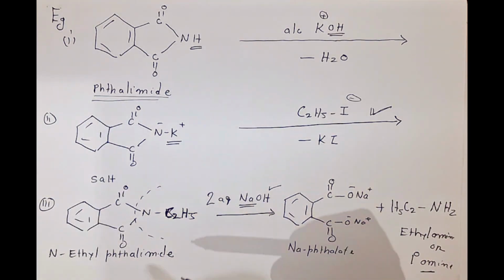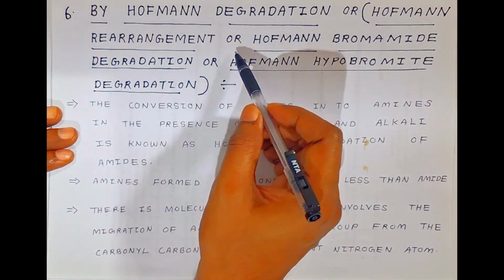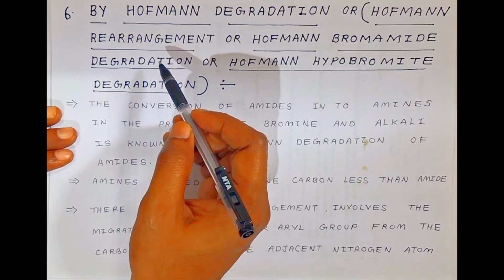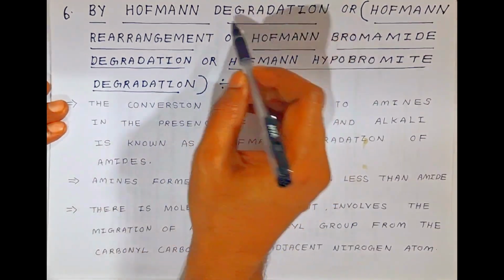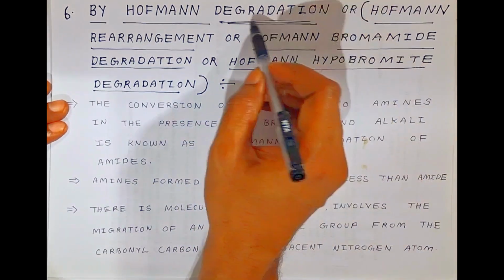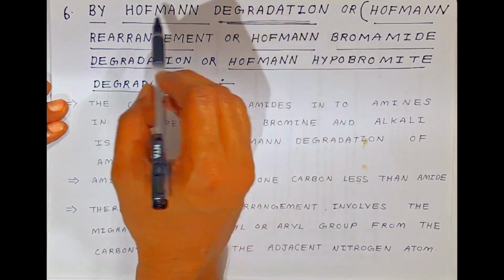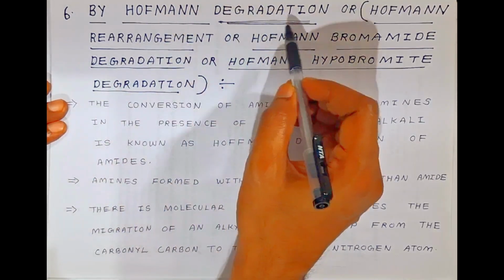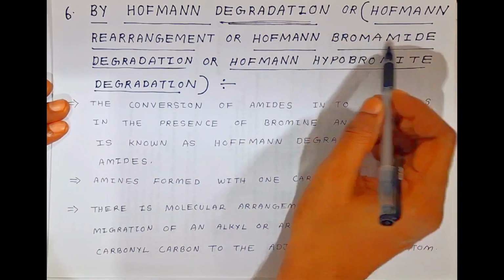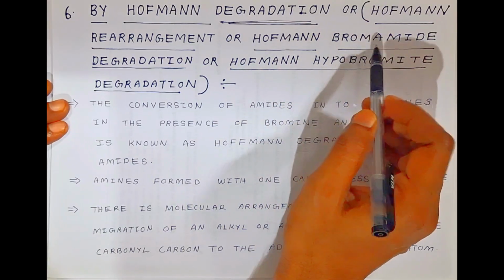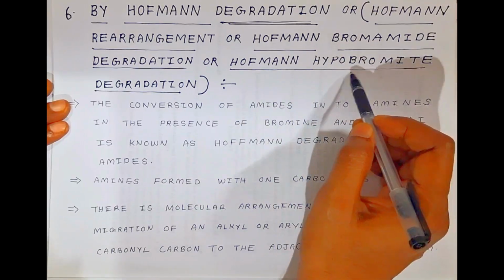So this way students, you have to start the answer with Hofmann degradation, or you can say Hofmann rearrangement, or Hofmann bromamide degradation, or you can also call it Hofmann hypobromite degradation. Here the word degradation is very important, students. An amide is given to you, and we are going to degrade it to an amine. The scientist who did this is named Hofmann. Because here we are using bromine, with the help of bromine we are going to degrade the amide. That is why it is called Hofmann bromamide degradation, Hofmann hypobromite degradation.